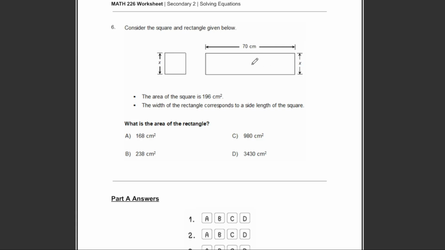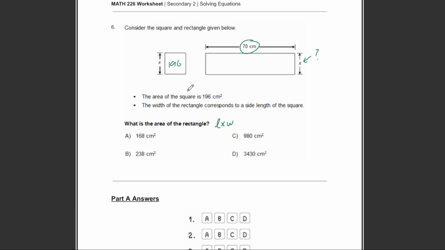Now remember, the formula for the area of a rectangle is length times width. We have the length, it's 70, right? That's fine. But we don't have the width. This is something we don't know. So ideally, we would find out what this x is and then multiply it by 70. And how do we find that x? Well, we're going to look at literally the only other thing they've given us in this question, which is the square. We know the area of the square is 196 centimeters squared.